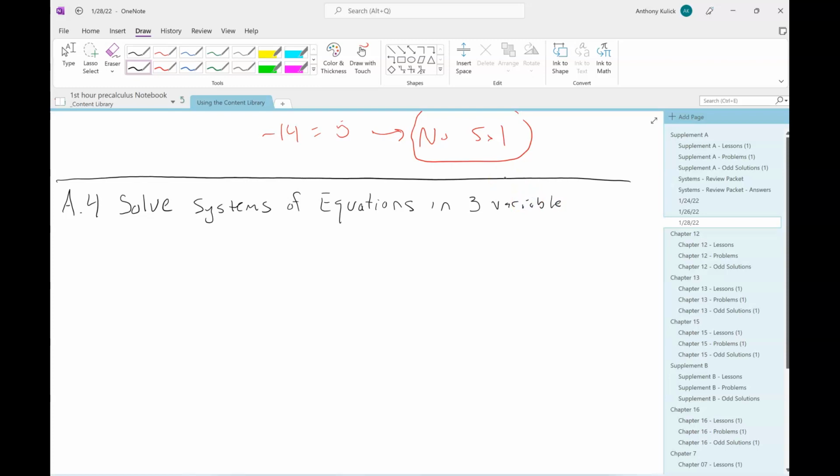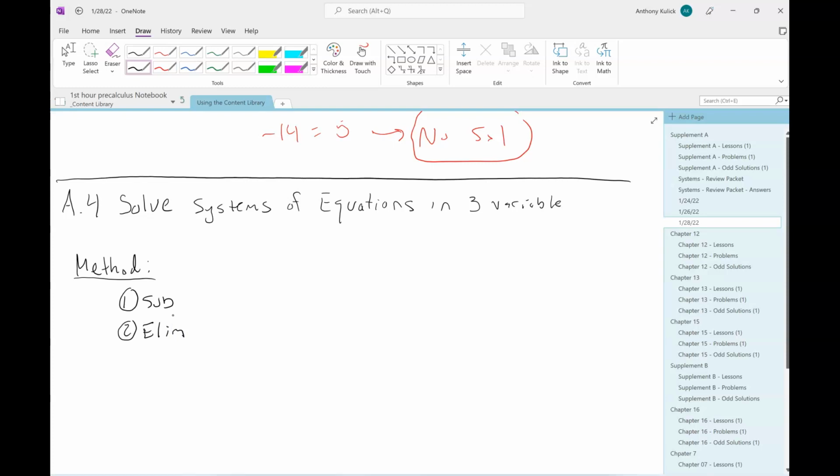So when we talk about solving equations in 3 variables, there is not a graphical method that we'd use for this because we don't really have the tools that can graph things in 3 dimensions, like our calculator can't handle that kind of a problem. So we're really stuck with just doing substitution and elimination. But that's okay.